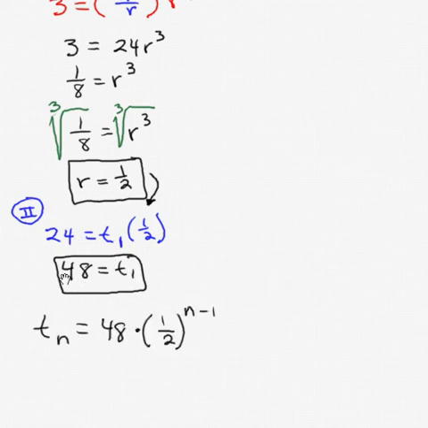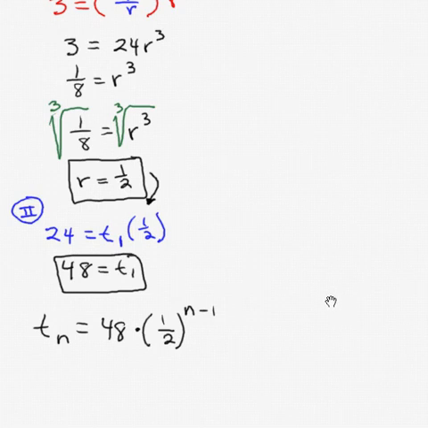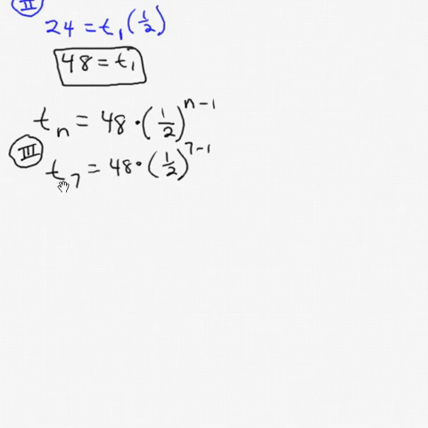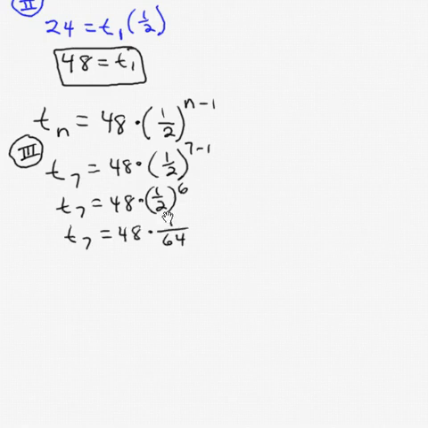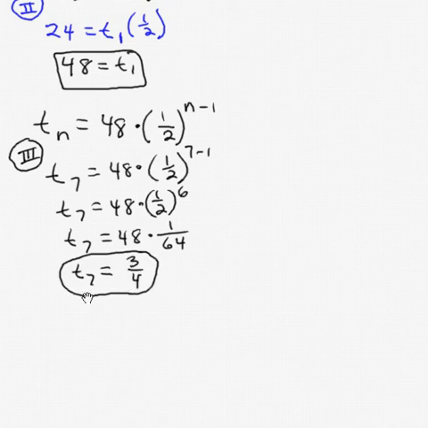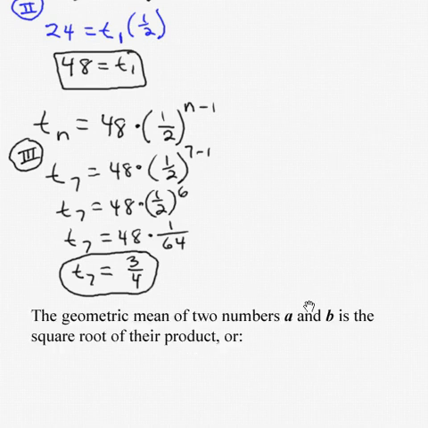Now that I know the formula, t sub n equals the first term, and we found out the first term is 48 in this geometric sequence, times the common ratio, which we've solved as 1/2, to the n minus 1 power. Then we can go on to part 3 of this problem, which was to find the 7th term. So t sub 7, let me replace n with 7 and simplify. 7 minus 1 is 6. 1/2 to the 6th power is 1/64. 48 over 1 times 1 over 64 will reduce to 3/4, and that's the 7th term of that particular geometric sequence.